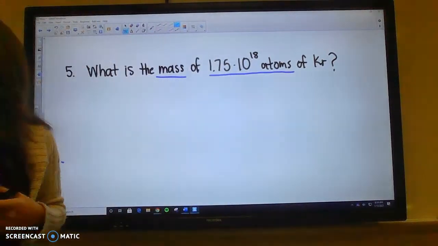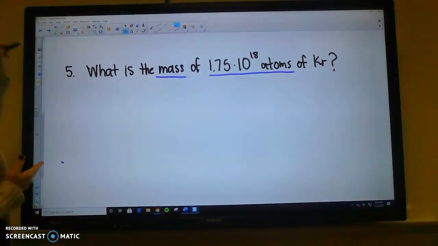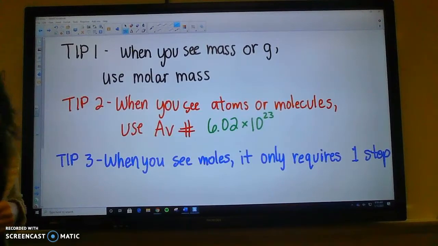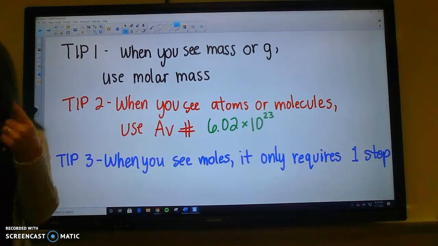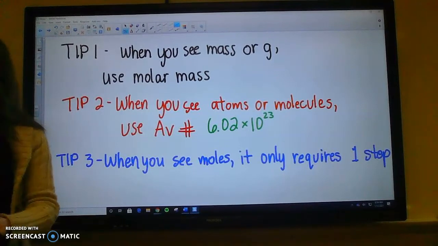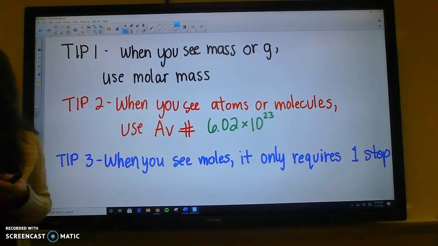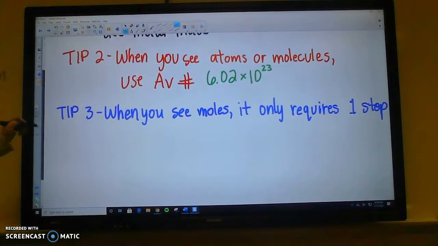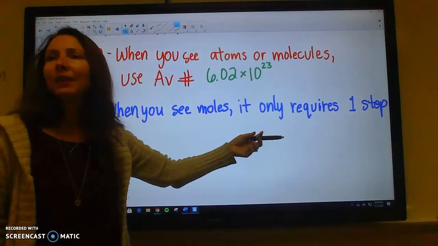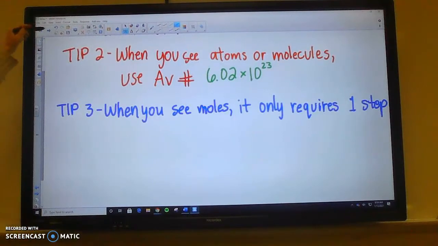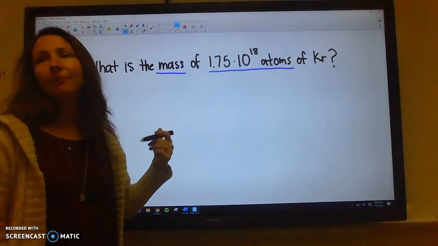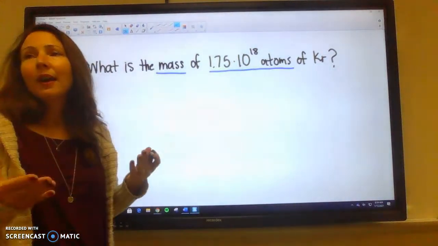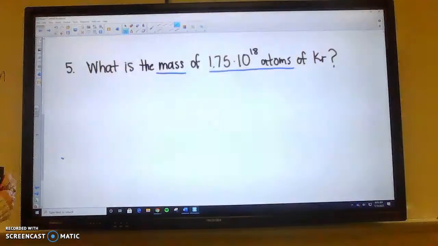As you approach these problems, you're going to refer back to these 3 tips. Before we even look at the first 2, we're going to look at that last tip to figure out if we need 1 or 2 conversions. I've already told you we need 2, but how would you know if I didn't tell you? Well, when you see moles in the problem, it's only going to require 1 step. As we read through this problem, we see that moles is not mentioned anywhere, so that is just going to imply that we're going to need 2 conversions.